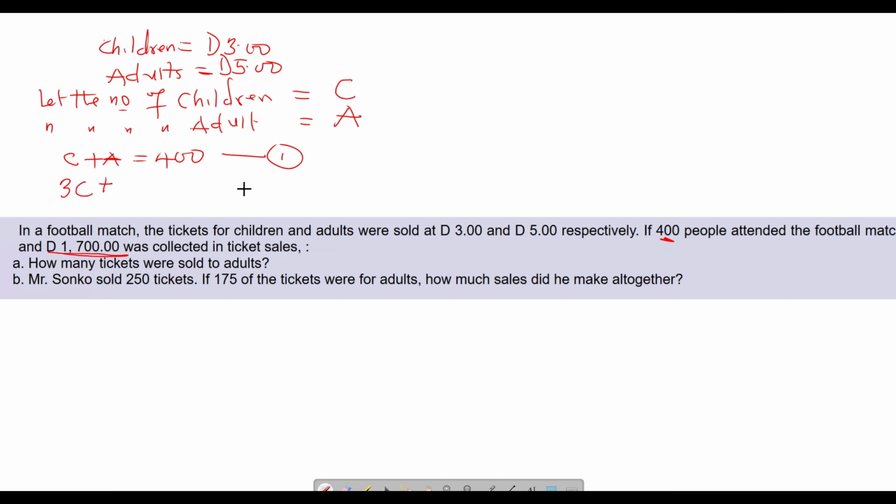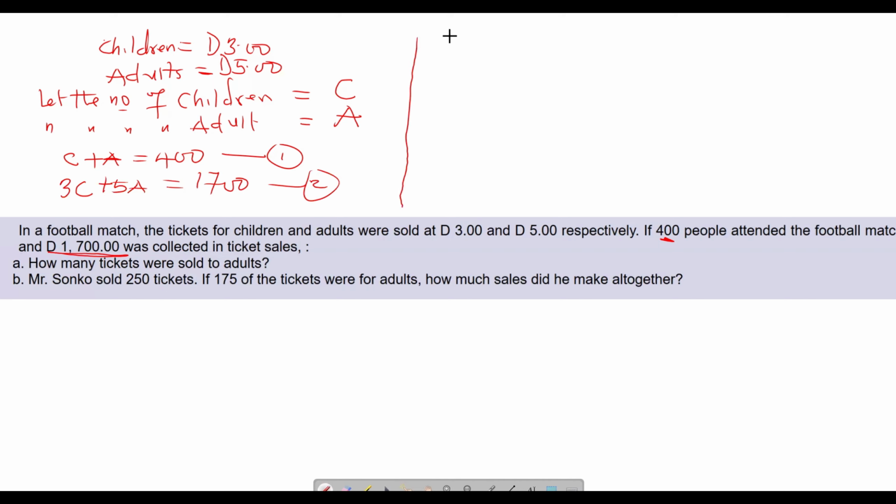That means both the children and the adults, if you add them together, will give us 1,700. And I will come here also. They say the ticket for the adult is 5 dollars, and the number of adults is A. So I can easily say 5A equals the total. The total amount is 1,700. So I formed equation 2 out of that. So I can now solve these two equations simultaneously.